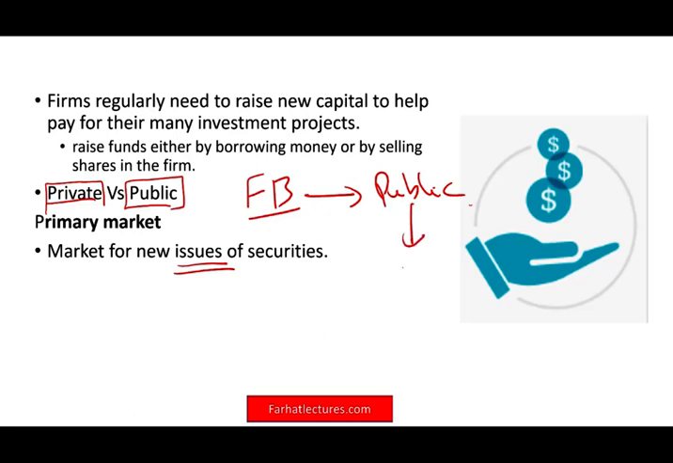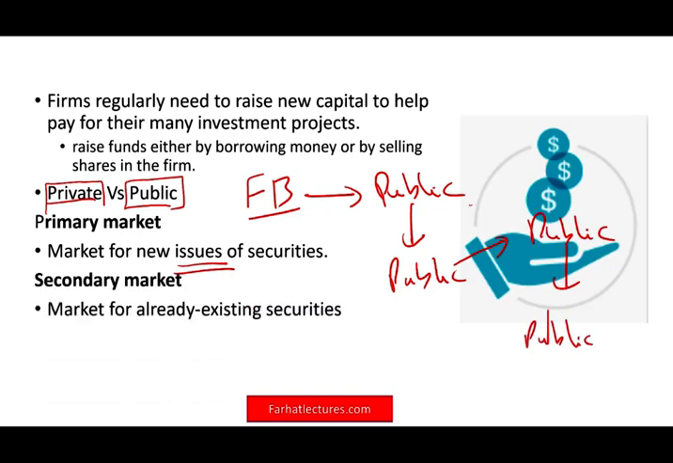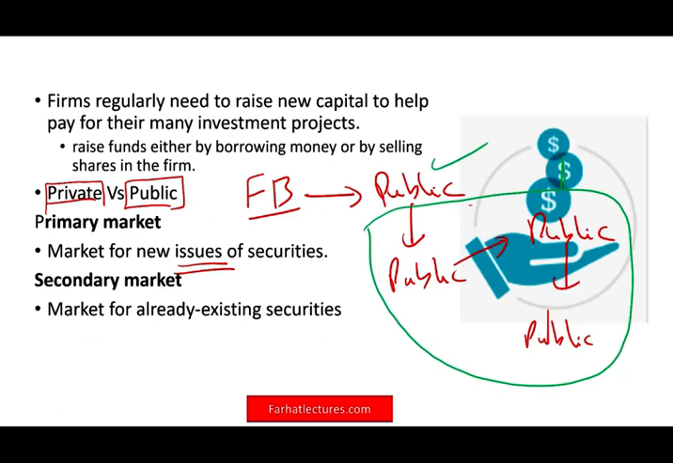Now, the public then sells it to other people in the public. Then the public sells it to another person, and this person sells it to another person. After they buy the stock, they trade it. After the first individual, this is the primary market. When the public exchange the stock among themselves, it's called the secondary market: the market for already existing securities.